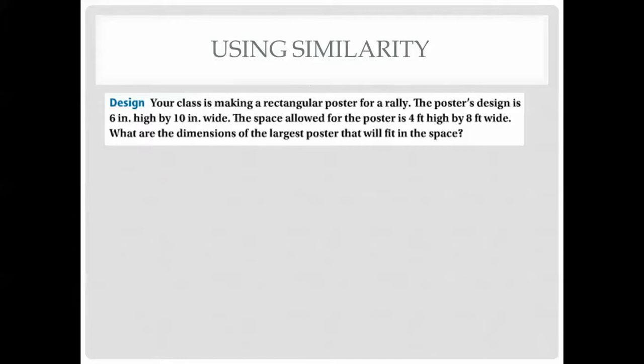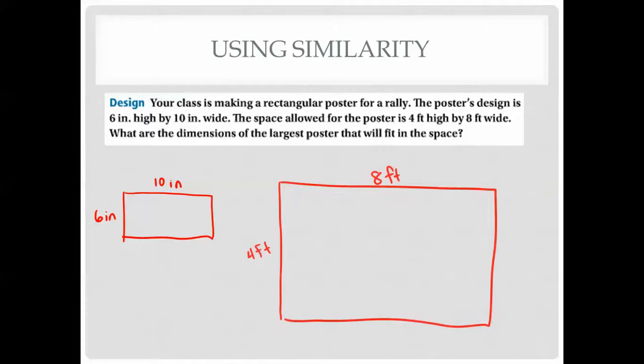So I like to draw pictures whenever we're dealing with these types of word problems. So we have our picture at 6 inches by 10 inches, and we have a space on a wall that's 4 feet by 8 feet. We have to decide how big we can make our poster in order to fit that space. First step is to go ahead and convert feet to inches. So we know that 4 feet is 48 inches and 8 feet is 96 inches.